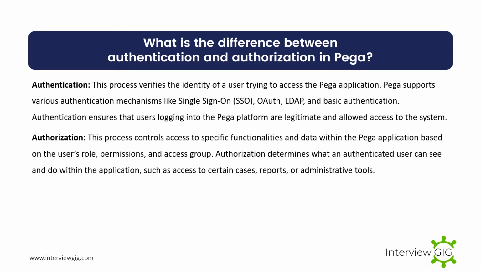Pega supports various authentication mechanisms like single sign-on (SSO), OAuth, LDAP, and basic authentication. Authentication ensures that users logging into the Pega platform are legitimate and allowed access to the system.